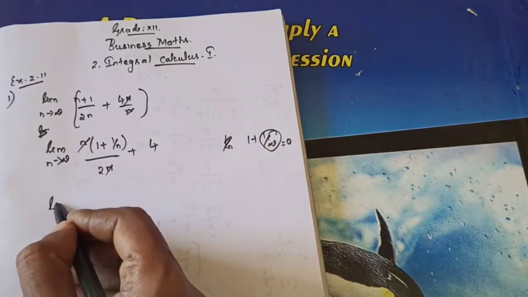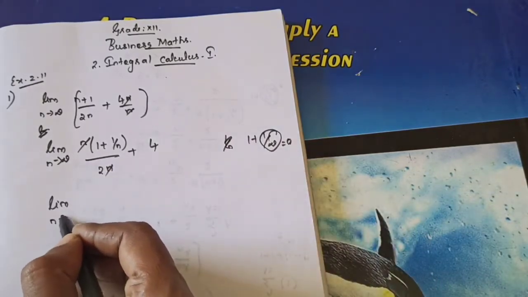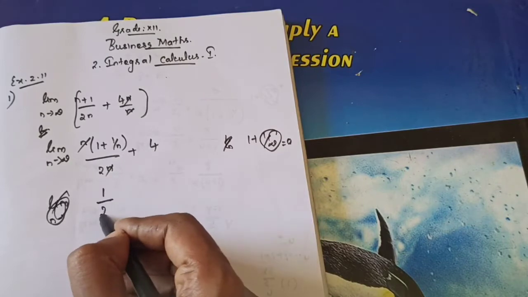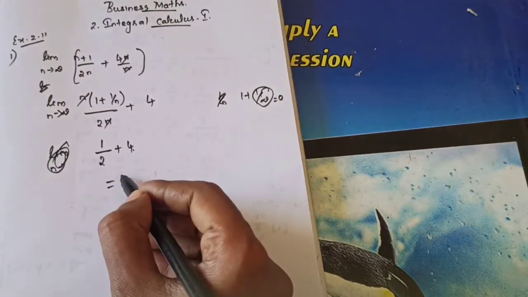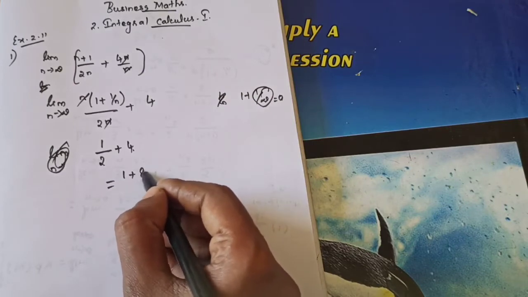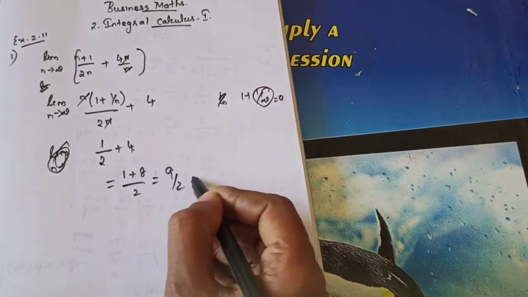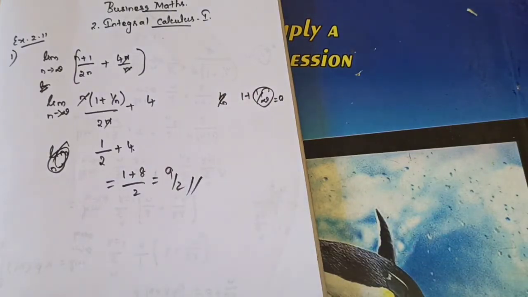So what's the balance? Limit n tends to infinity we have applied, so 1 by 2 must be there plus 4. Now you take the LCM: 4 into 2 is 8. So 1 plus 8 by 2, so the answer is 9 by 2. I hope you all completed. This one you need to complete it.